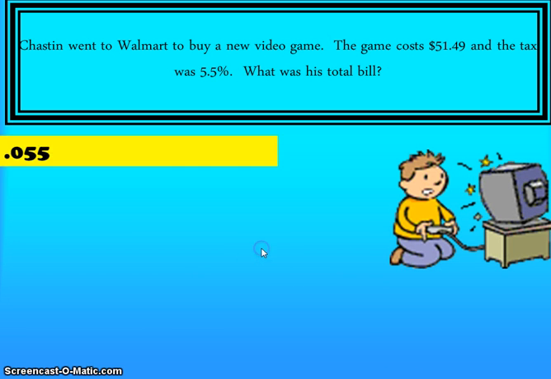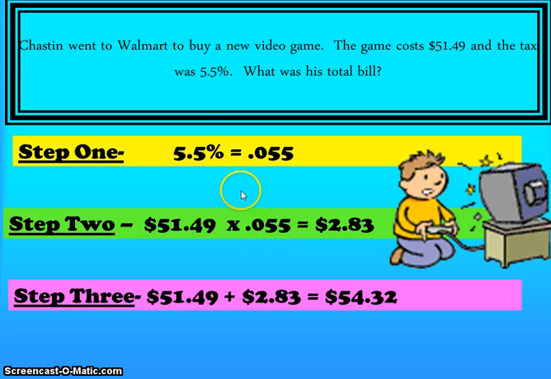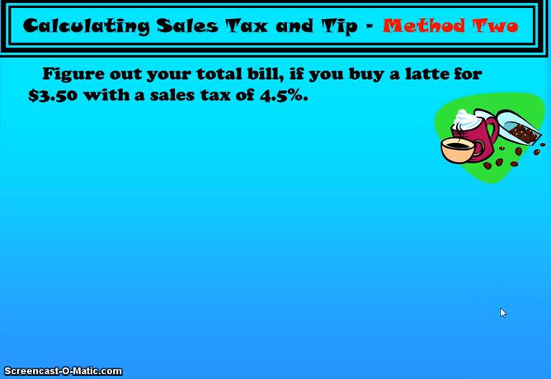$25.05. Okay, and then just another quick example here. This guy buys a video game, so the tax was 5.5%. We divide it by 100, multiply it by the original price of the game, and then add it to get our final answer. And you'll see this PowerPoint posted below as well on your main page.